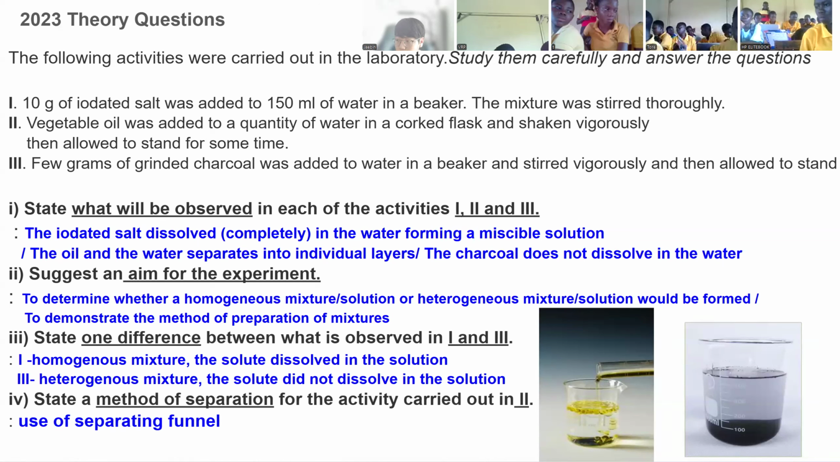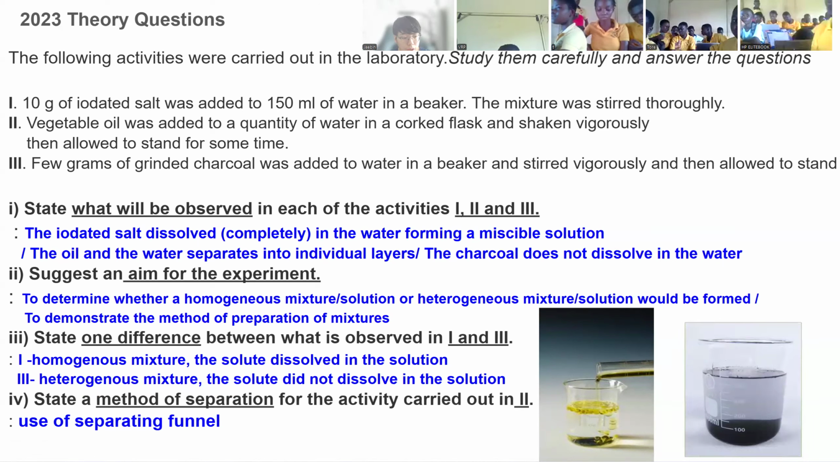So, state one difference between what is observed in 1 and 3. So in 1, since iodate salt is added to water, this is a homogeneous mixture. The solute is dissolved in the solution. It's completely uniform, so it's a homogeneous mixture. In 3, however, charcoal, remember, does not dissolve in water. Salt dissolves in water, but not charcoal. So this, therefore, is the heterogeneous mixture.